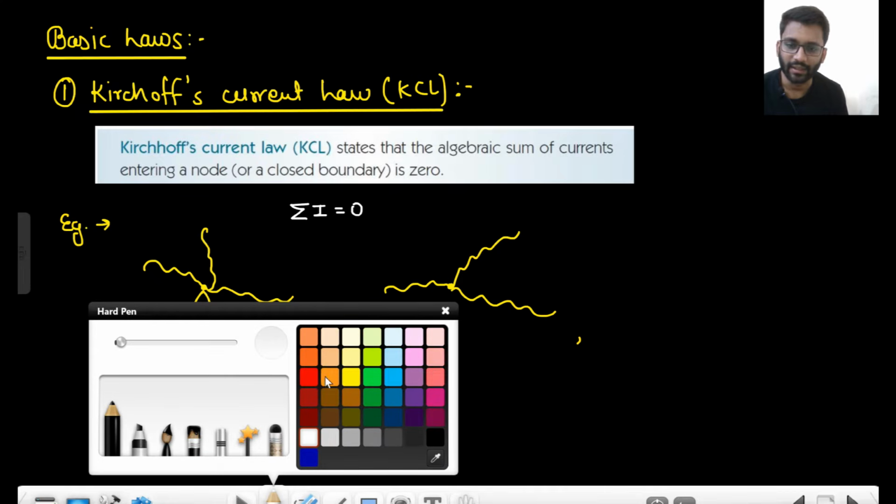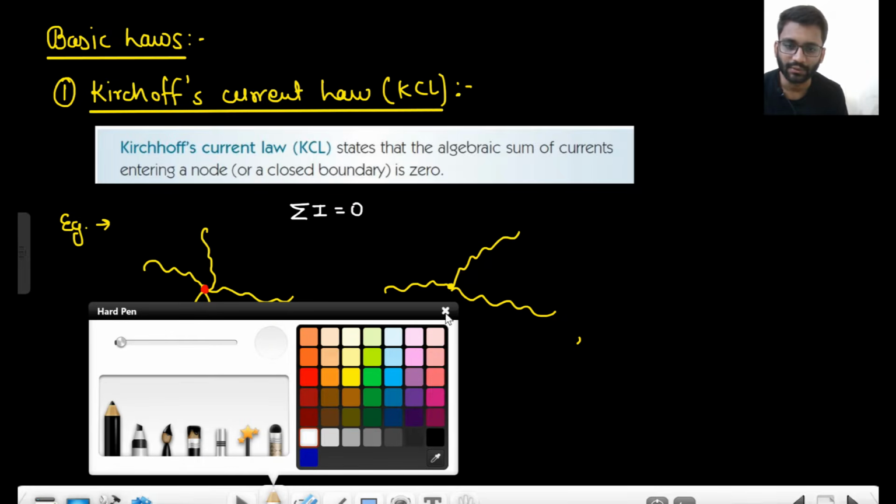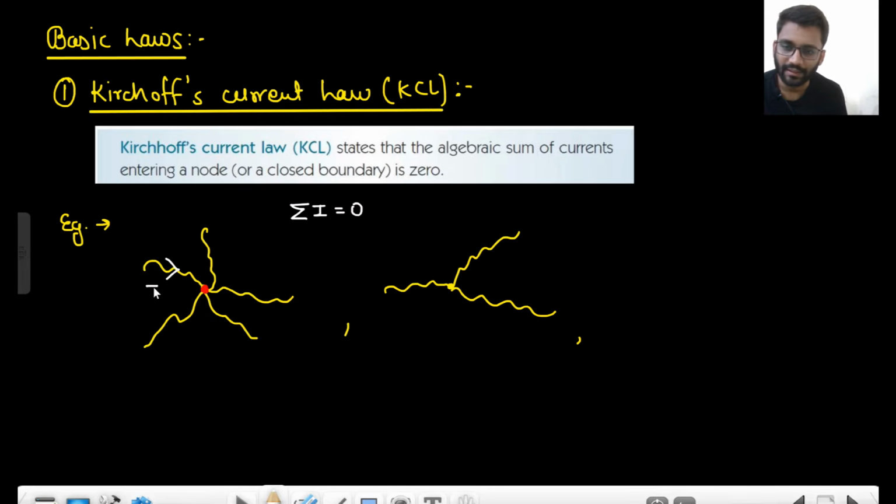Let's call this one node A. This node is node A. Let's assume I1 current is entering here, I2 current is going out, I3 current is going out, I4 current is entering, and I5 current is entering.